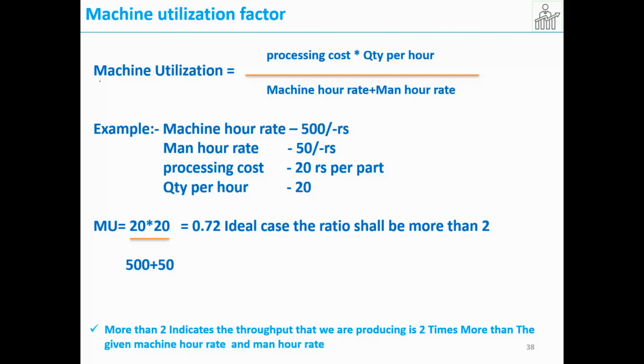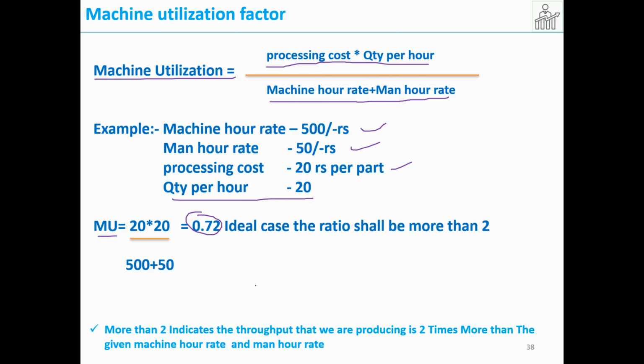So in the same way, in the production system, we shall calculate machine utilization factor. The formula for machine utilization factor is processing cost into quantity per hour divided by machine hour rate plus man hour rate. Say for example, machine hour rate is around 500 rupees, man hour rate is around 50 rupees. Processing cost is 20 rupees per part, quantity per hour is 20. So when you put in the formula for the above data, you will get 0.72.